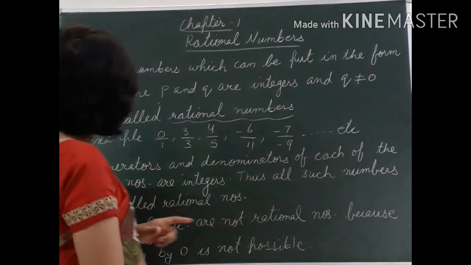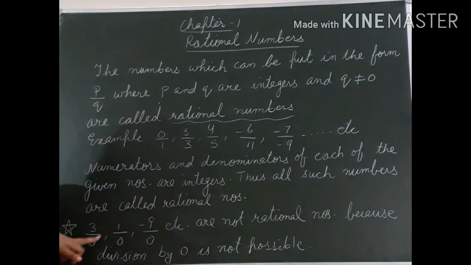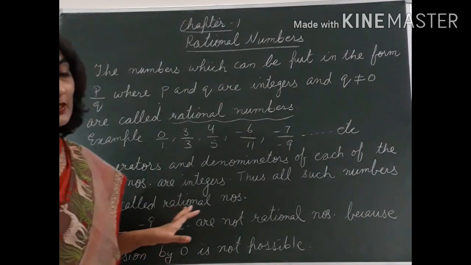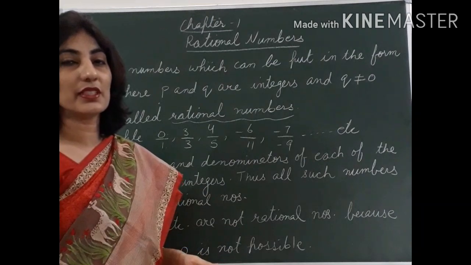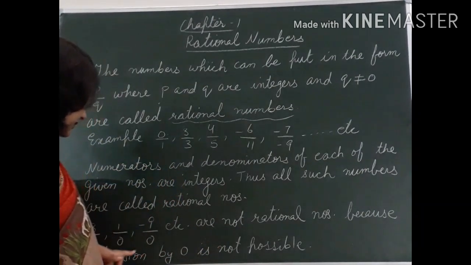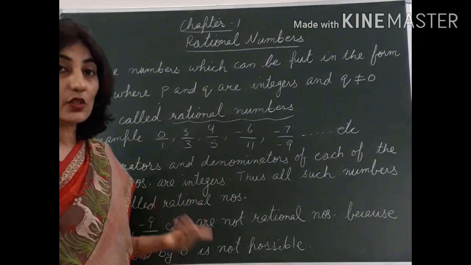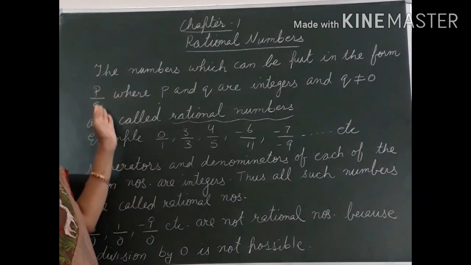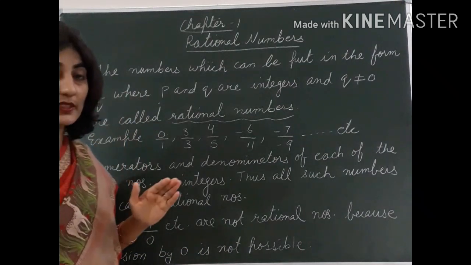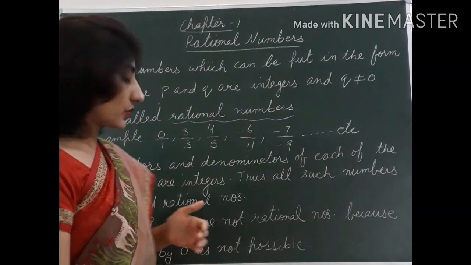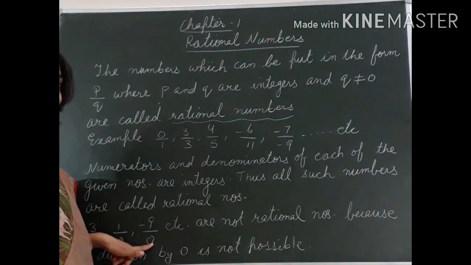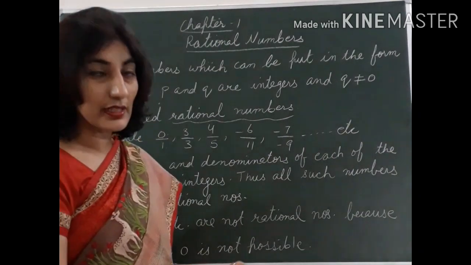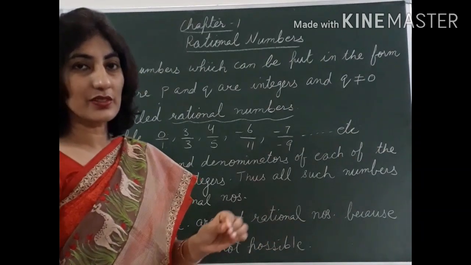One important point, let us see, 3 upon 0, 1 upon 0, minus 9 upon 0. Are these rational numbers? No. These are not rational numbers because their denominator is 0. And if the denominator is 0, the division by 0 we say it is not possible, it is not defined. So these are not rational numbers. Here I said p by q, q should not be equal to 0, denominator should not be equal to 0. So that's why we say these numbers are not rational numbers. So in the rational numbers, numerator and denominator should be integers, but the denominator should not be equal to 0.